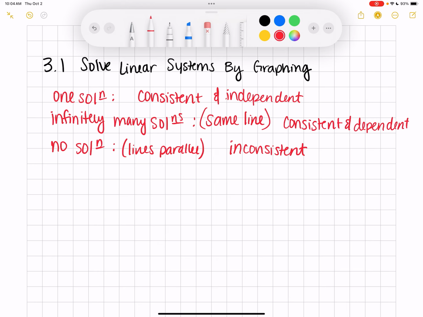So the way I kind of remember these words is the only time it's inconsistent is if there's no solution. Otherwise, it's consistent. But for the independent and dependent, because that tends to be the part that people mix up the most, if you are independent, you like to do things by yourself. And so you do it as like just one. So one is independent, and then infinitely many is dependent.